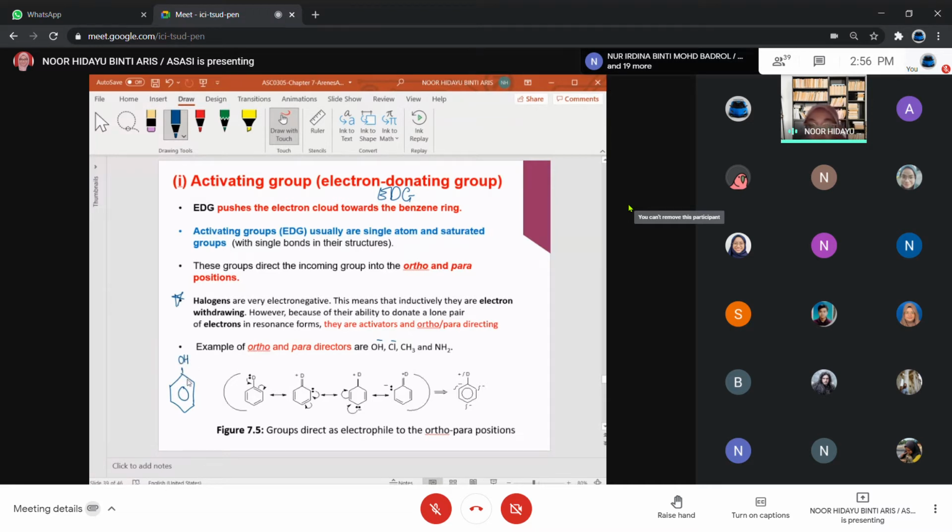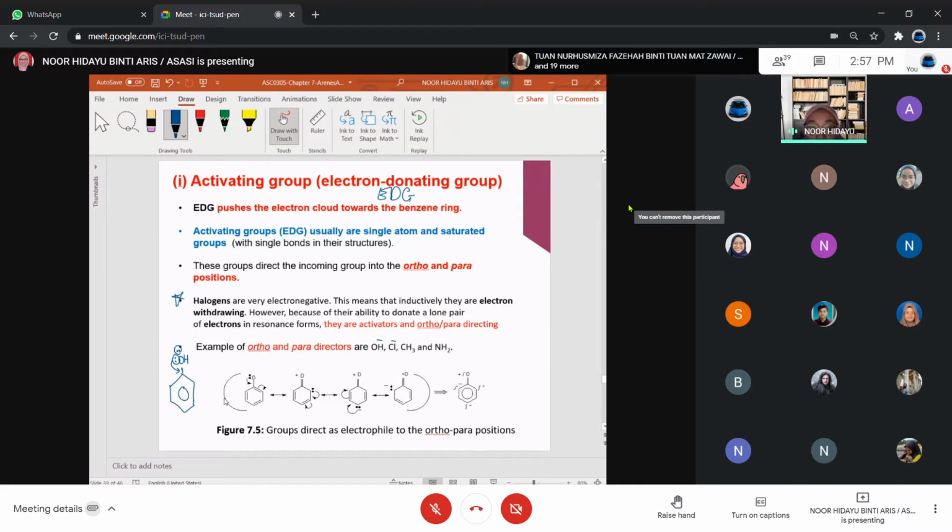OH. Okay, so that you can see clearly. OH ada berapa lone pair? 2. Okay, lone pair yang pertama, ini lone pair kedua. Okay, dekat dia dah banyak elektron. So what point dia akan donate the electron towards the benzene. So that's why dia akan nampak this arrow, meaning that this arrow bring to this bond.